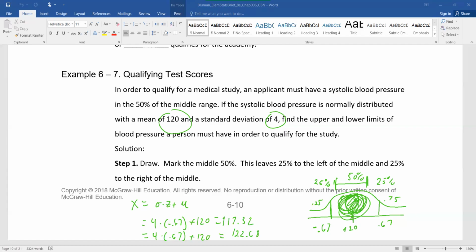All right, so that means to qualify for this systolic blood pressure application, they have to be between 117.32 and 122.68. That's very specific there. Any questions on that?